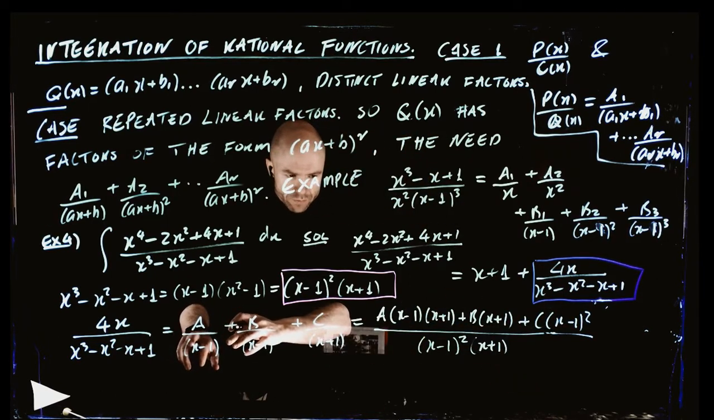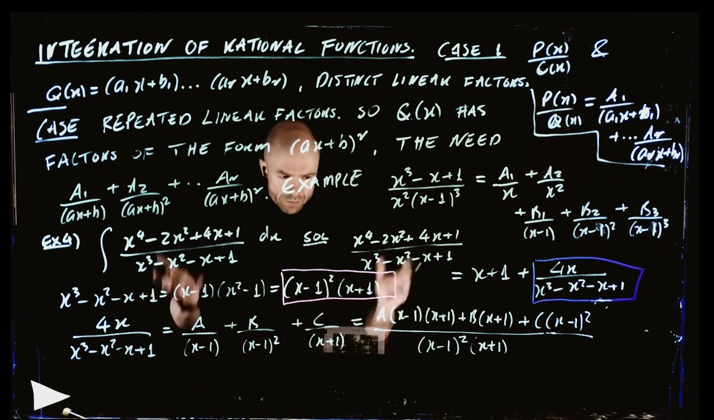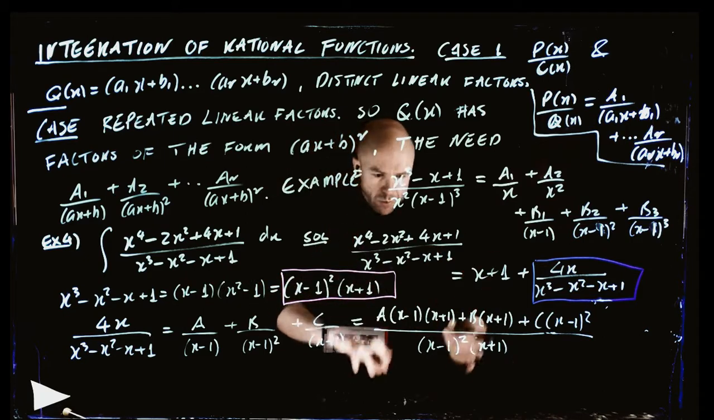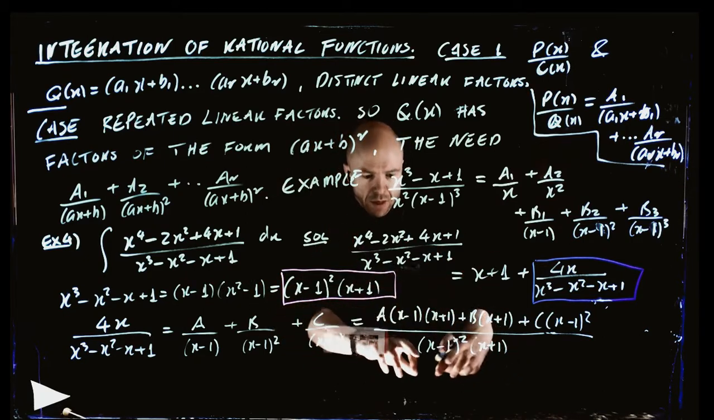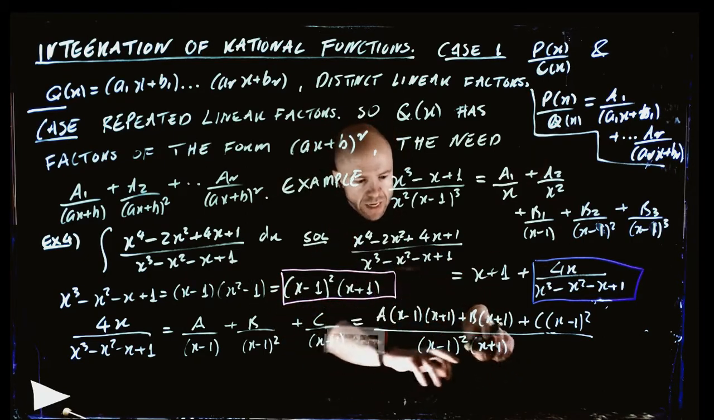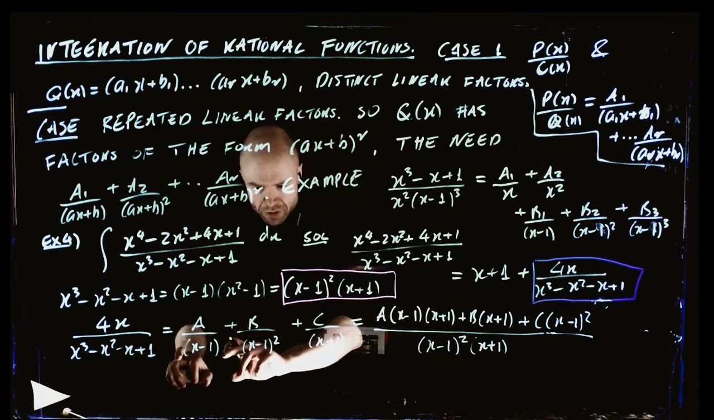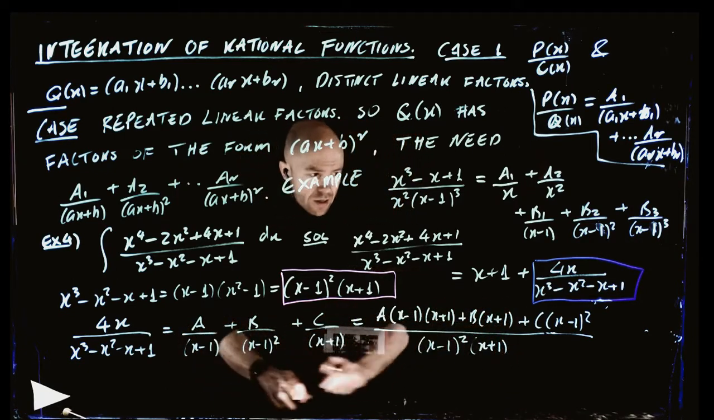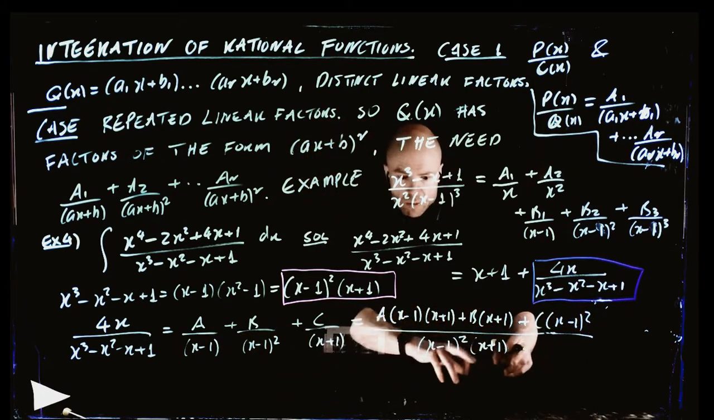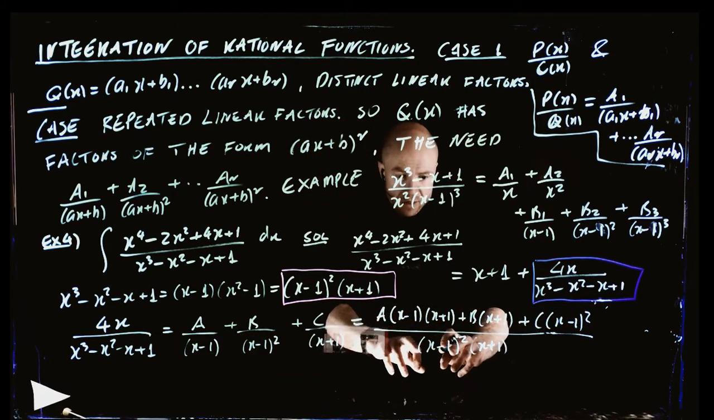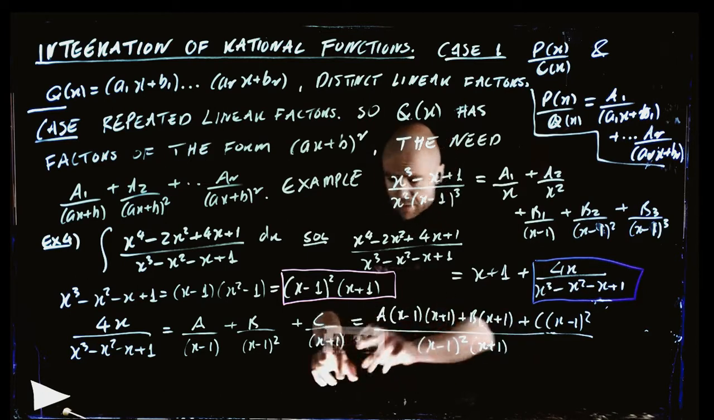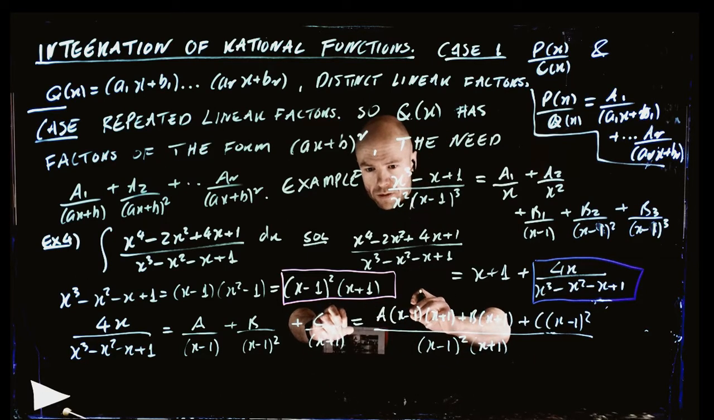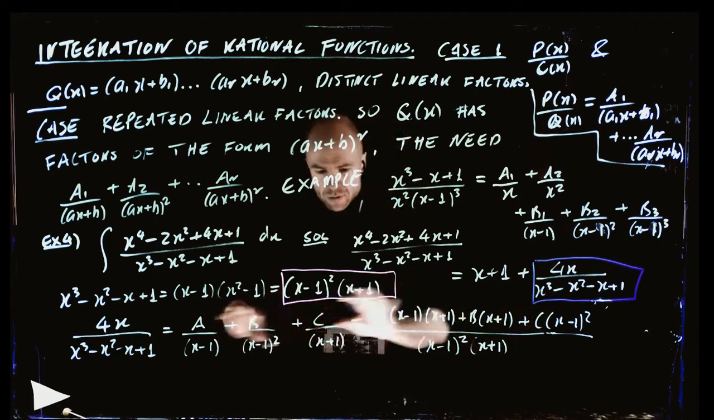And you can just check for yourselves briefly. If we look at this A part, we'll have an x minus 1 cancelling, an x plus 1 cancelling, and we'll just have this. If we look at the B part, we'll have an x plus 1 cancelling, and we'll just have this. If we look at the C part, we will have x minus 1 squared cancelling, and we'll just have this. So it is indeed the same on both sides.